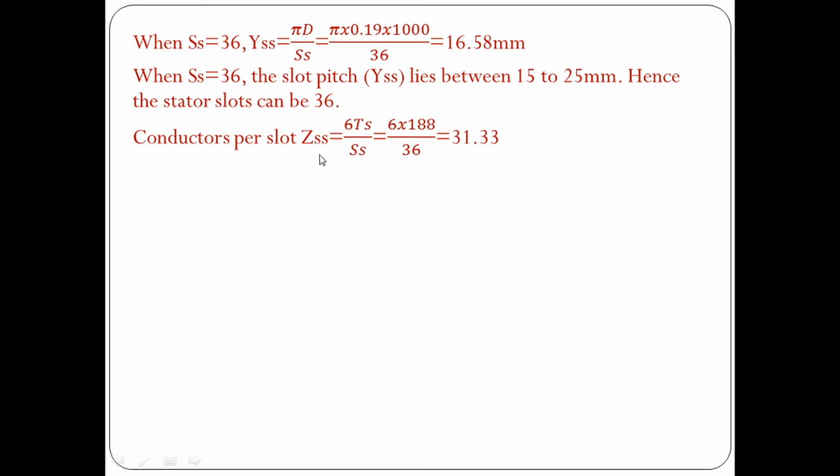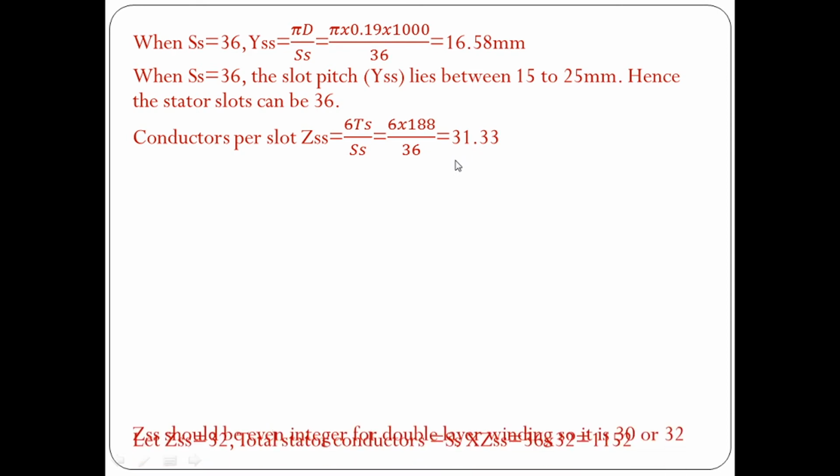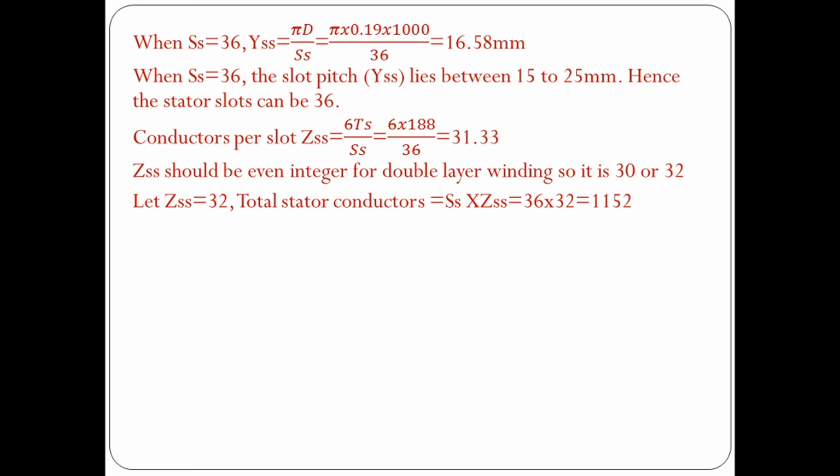Conductors per slot ZSS is given by 6 TS divided by SS. So 6 into TS, that is 188, the number of stator conductors, divided by number of stator slots, that is 36. So you will be getting 31.33 as the number of conductors per slot, that is ZSS. ZSS should be an integer because it is number of conductors per slot. For double layer winding, it should be within the range from 30 to 32. So you cannot take 31 because it is a double layer, so 2 conductors per slot. So you have to choose the value of ZSS as either 30 or 32.